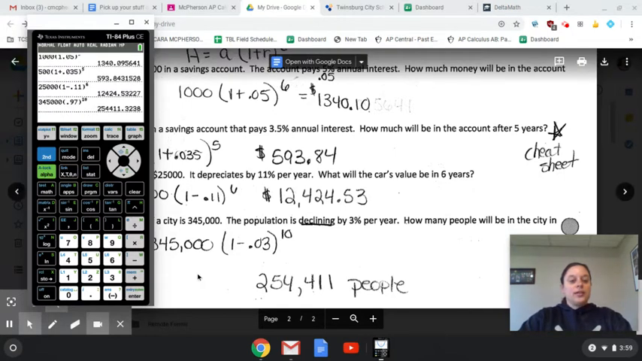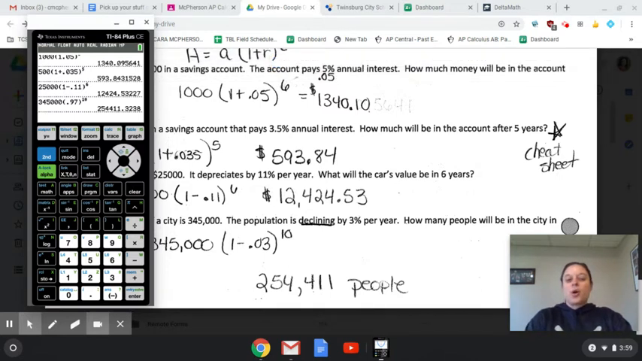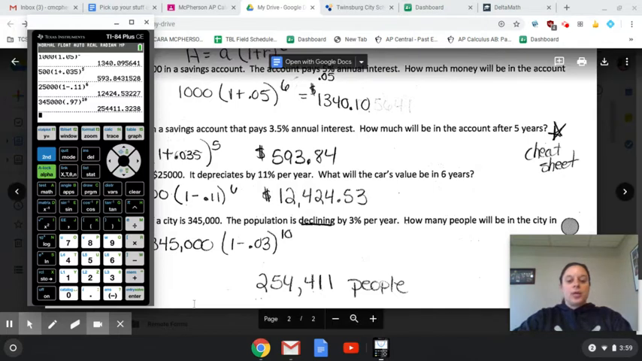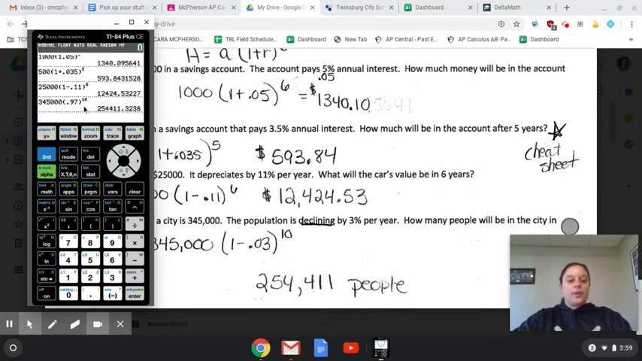So 10 years later. Anytime you're working with something that can't be partitioned, you can't have part of a person, you can't have part of an animal, you're going to round to the nearest whole number. So you'll notice I didn't put any decimals with my answer here, even though they're on my screen. After 10 years, I'd be at 254,411 people. So that's how it works with these types of examples.